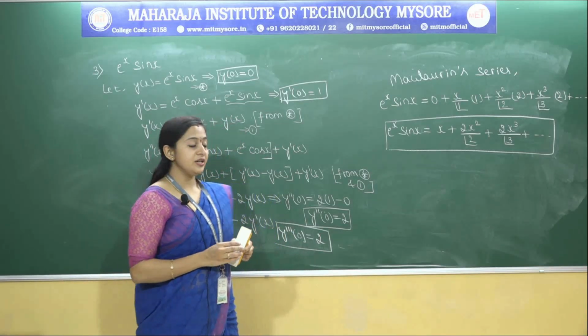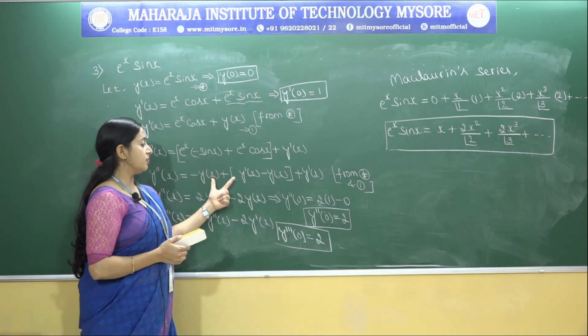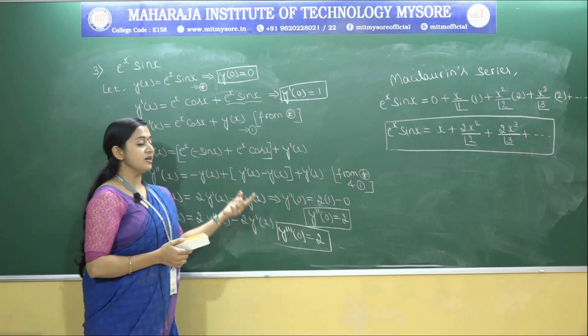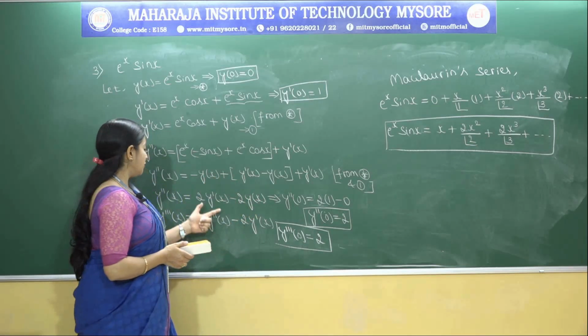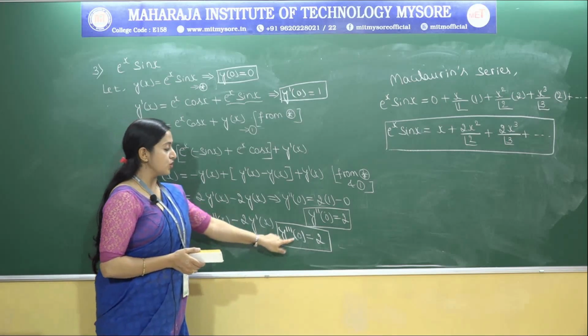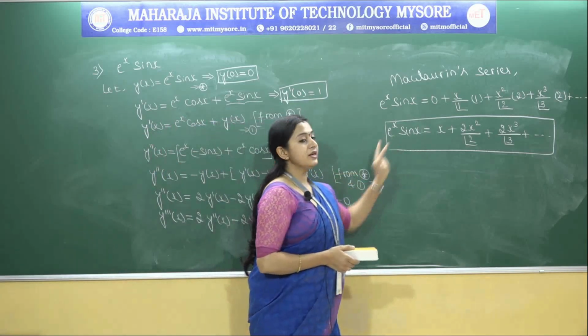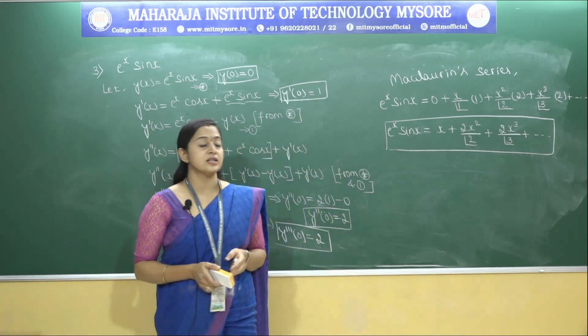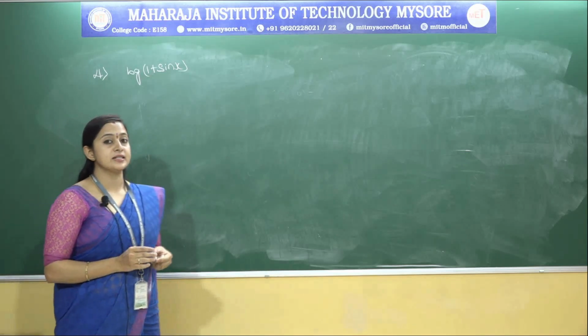So, before differentiating, first you simplify the function like this using the given terms, that is y of x, y dash of x. Then you differentiate to make the problem as simple as possible. Then you put x equal to 0, you will get the terms. 3 terms in a series you have to substitute, you will get the e power x sin x series. Next problem, log of 1 plus sin x.